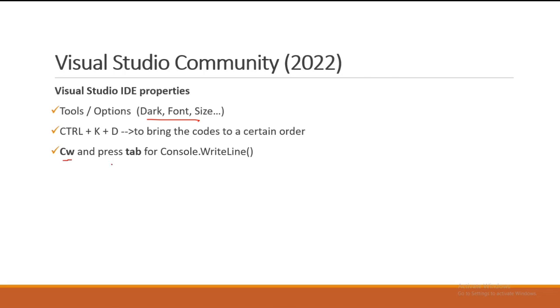CW is the short way of creating Console.WriteLine. WriteLine is the command for showing information on the screen, on the console. We are going to use Console.Write, or we can use Console.WriteLine. The shortcut for Console.WriteLine is CW, and then you can press Enter or the Tab key.